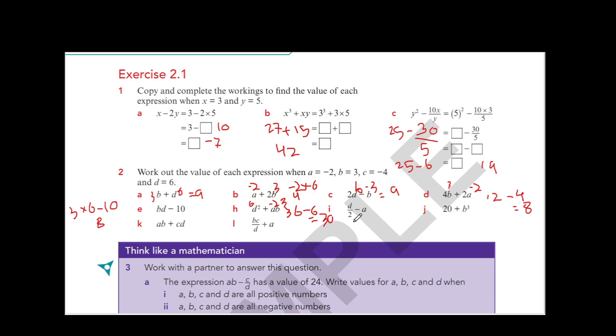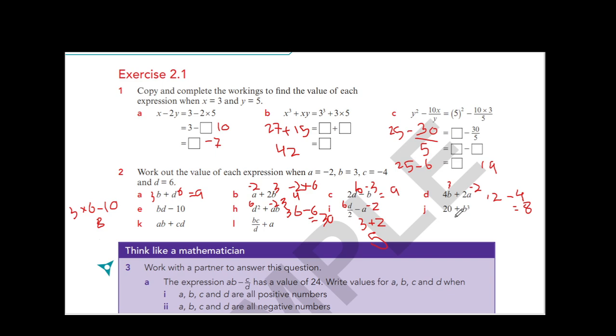Part I. d divided by 2. d is 6, minus 8 or minus a, and the value of a is minus 2. So 6 over 2 will be 3, and minus minus is plus, this will be positive 2. So 3 plus 2 will be 5.